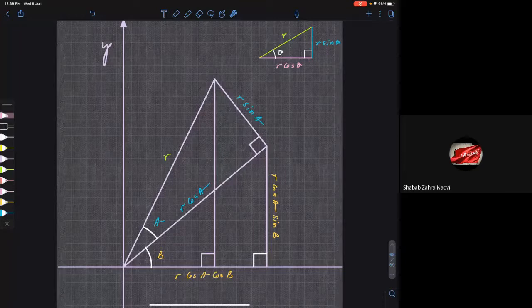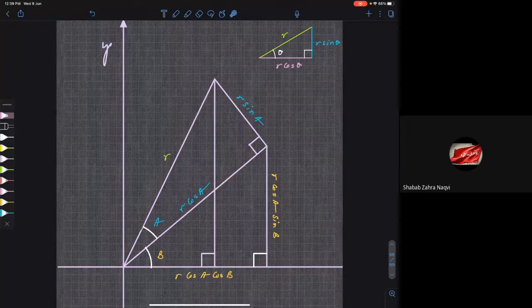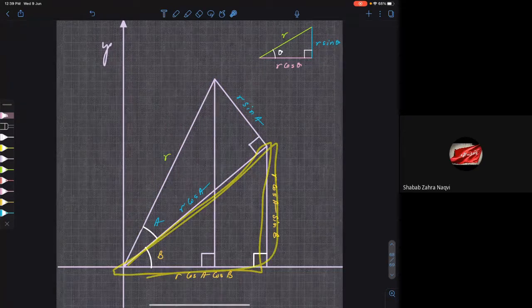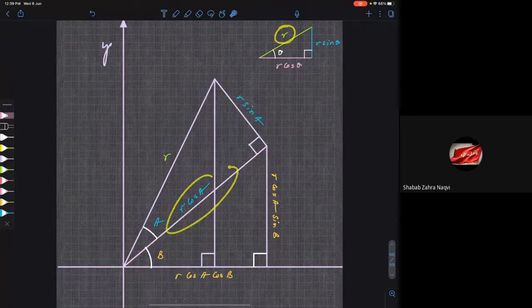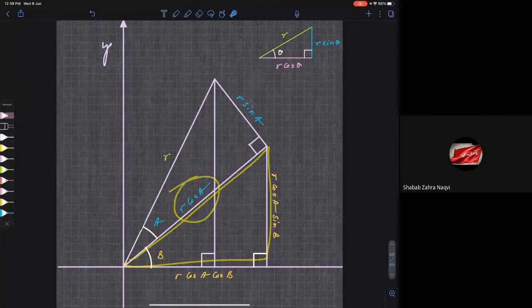Okay, so that triangle is done. The story of the triangle is over. Now look at this triangle, this right angle triangle. Here, this r is the hypotenuse. For the upper triangle, this was the perpendicular side, but for the lower triangle, that becomes the hypotenuse. Are you getting my point?